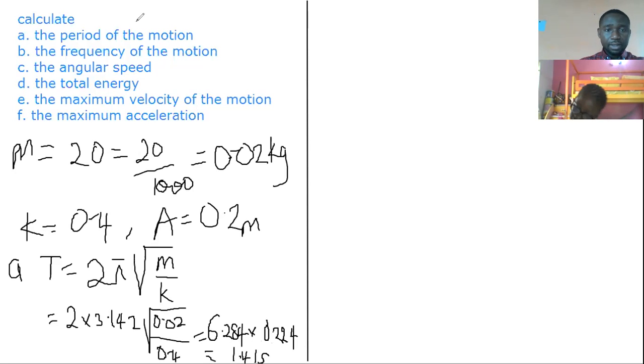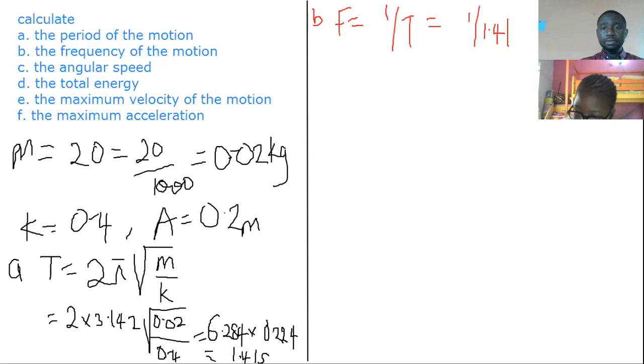Yes. Okay. Now the next thing to do is B. They asked us to find the frequency. Frequency is 1 over T, and that becomes 1 divided by 1.41, which gives us 0.71. Remember your units, very important: Hertz, or per second.